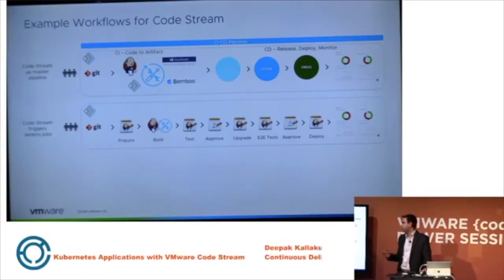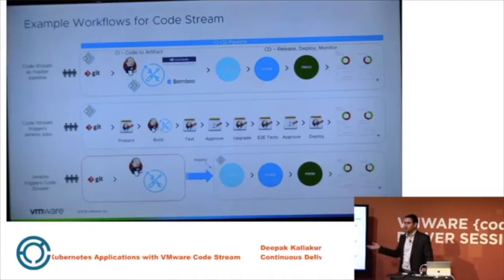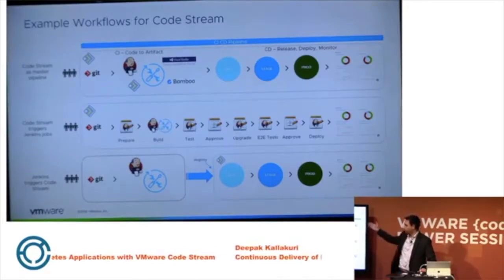And then over time, you can move into a later phase. We have customers using it in multiple ways. Our own business unit, a couple of years back, was completely on Jenkins. They started with use case 2, and now they've moved into use case 1. So you could do that over time.